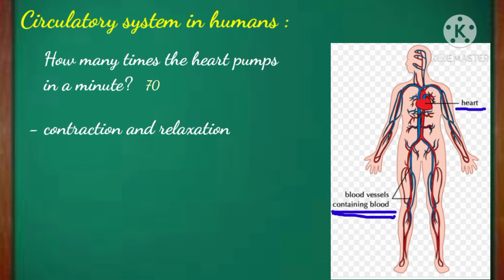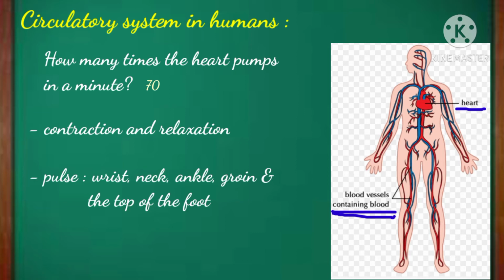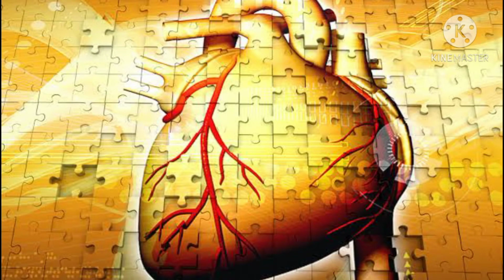And this contraction and relaxation of the heart muscles can be felt as the pulse at the wrist, neck, ankle, groin, and the top of the foot. The most familiar and convenient place to check the pulse is the wrist. This pulse count per minute is known as the heart rate. This heart rate indicates how fast the heart beats in a minute. Next is structure of the heart.